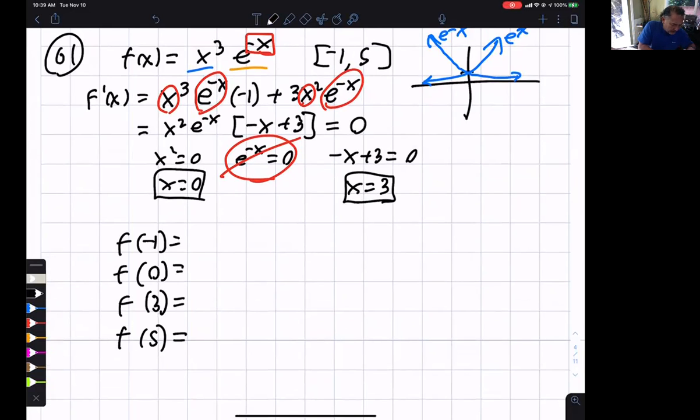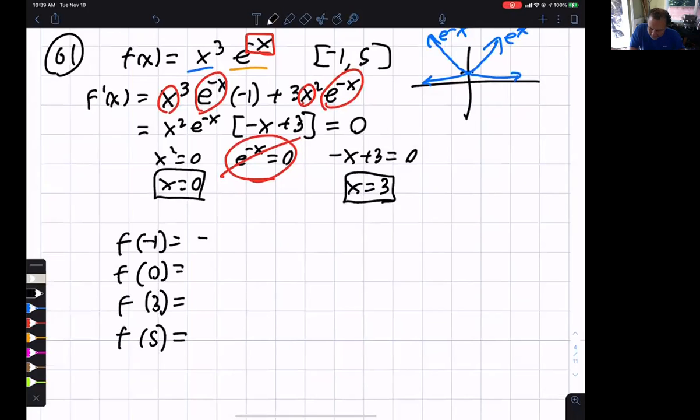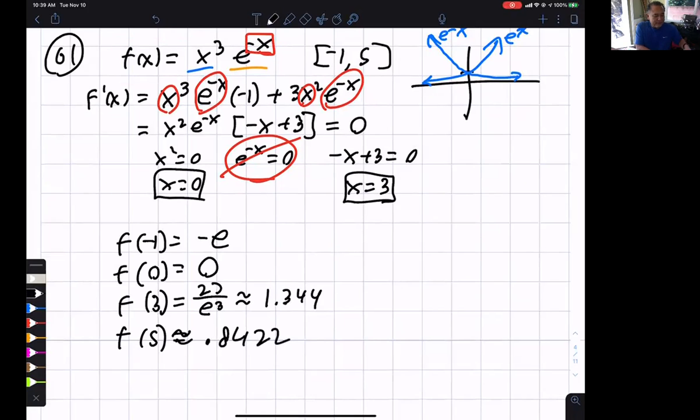And through the magic of my book, I can tell you the answers. This first one is going to be minus e. And what do you plug it into? Remember, you plug it into the original function. The original function tells you the y value. The derivative tells you the slope of the tangent line. You want the y value. You plug in 0 and you get 0. You plug in 3 and you get 27 over e cubed, which rounds off to approximately 1.344. And you plug in 5, and that's approximately 0.8422.